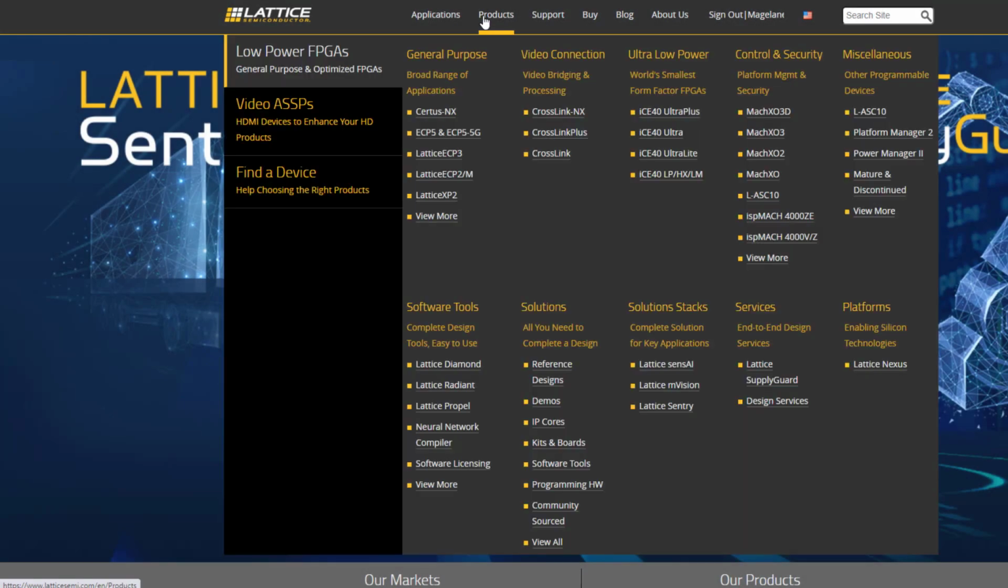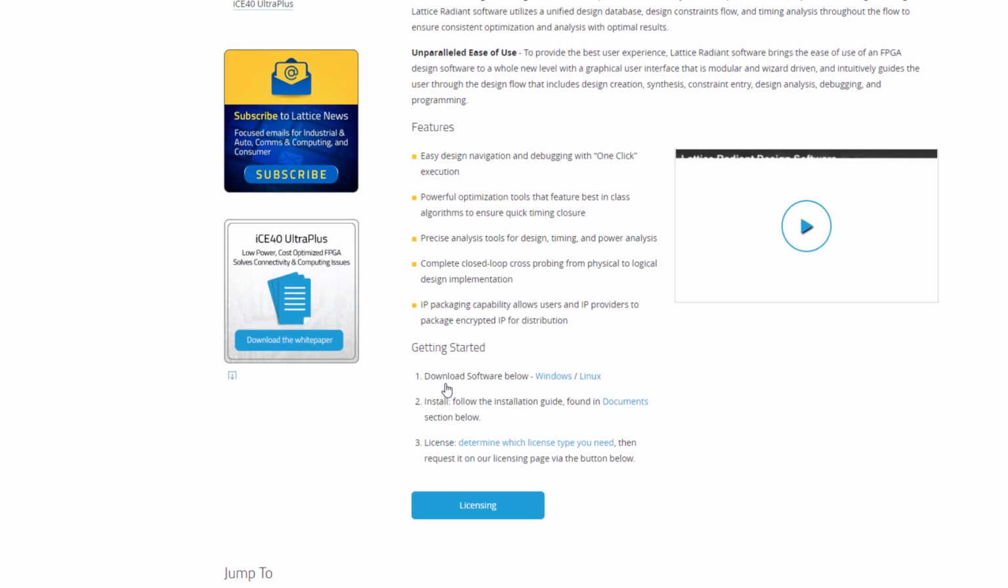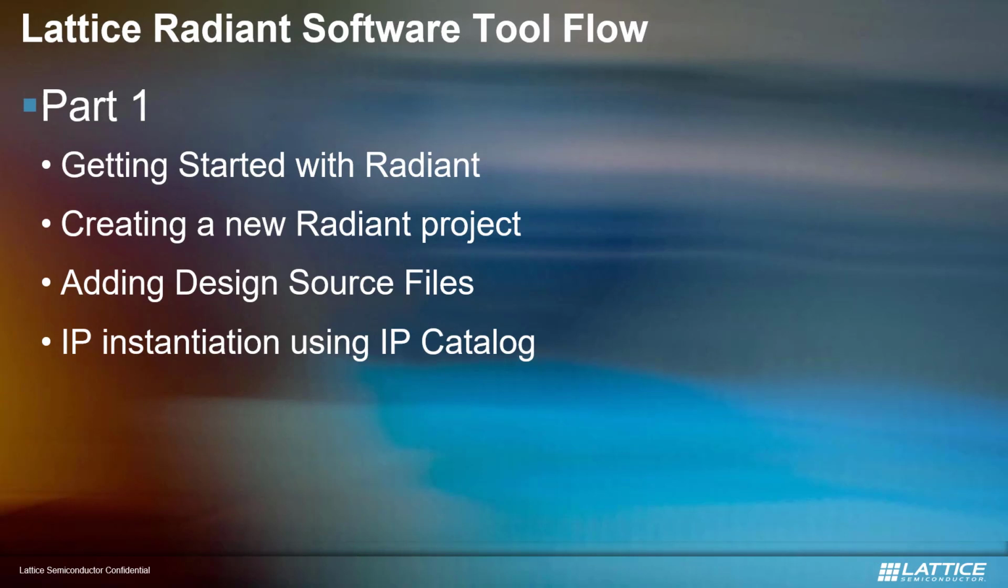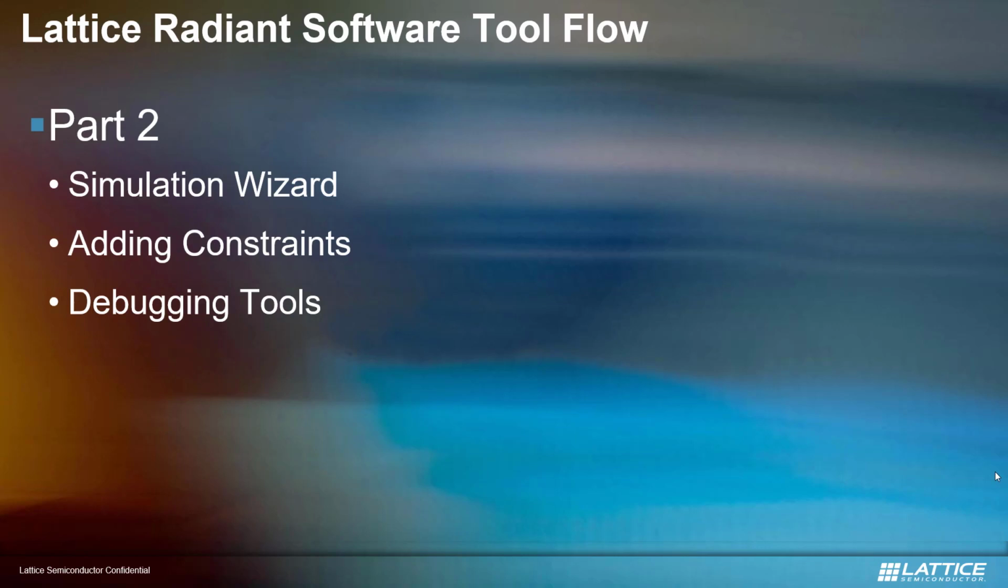If you haven't checked the first two parts of this training, please go to the Radiant product page, go to videos, and look for Lattice Radiant Design Tool Flow Part 1 and 2. On your screen are the topics that we discussed during the Part 1 training: getting started with Radiant, creating a new Radiant project, adding design source files, and IP instantiation using IP catalog. And for the second part, we talked about how to use the simulation wizard, how to add constraints, and how to use the different debugging tools in the Lattice Radiant software.